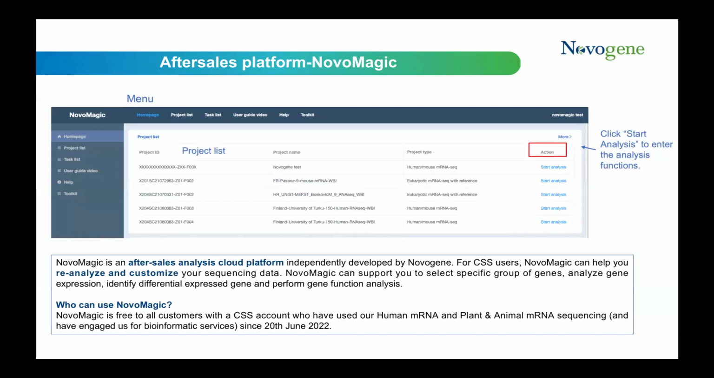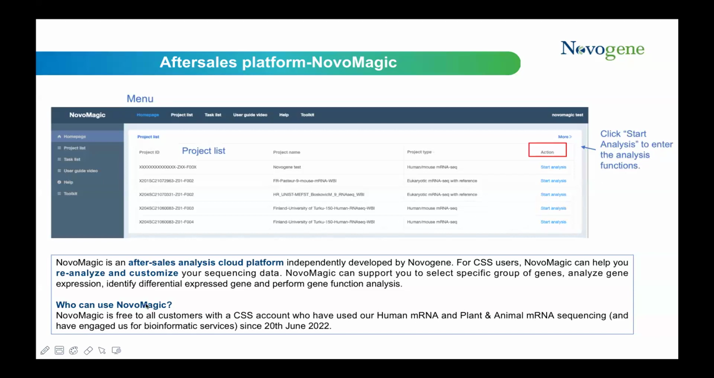It can support you if you want to change the group for comparison of gene expression analysis, or identify any differentially expressed genes. Then you use Novogene's, and it can do your figures and also your report. So I gave a screenshot here. You just click Start Analysis to enter an analysis function. It's very easy to operate.